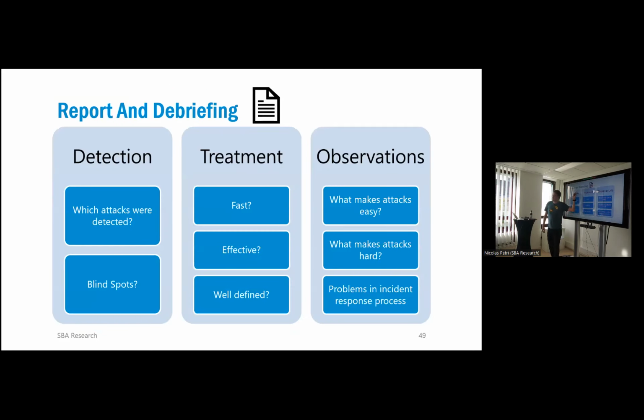And then, as I said, most important step, report and debriefing, because this is actually really important, because else you might, again, still have a very expensive pen test. So what should be in there? There should be kind of a detection chapter where you say, okay, which attacks were executed, which attacks were detected, which attacks were not detected.